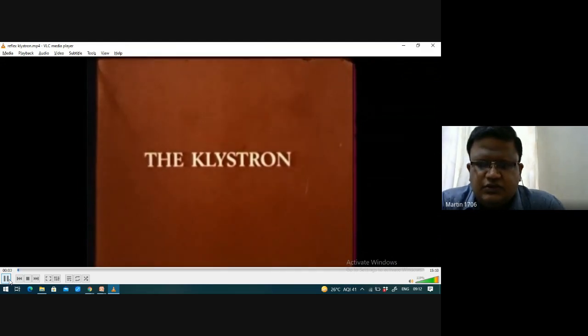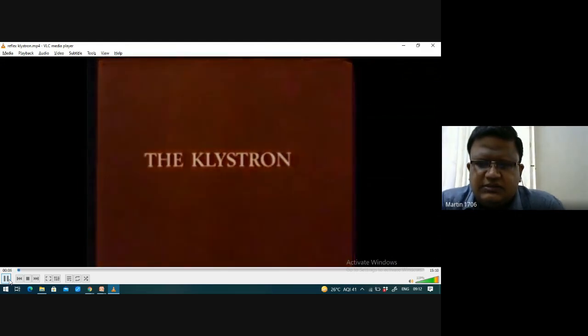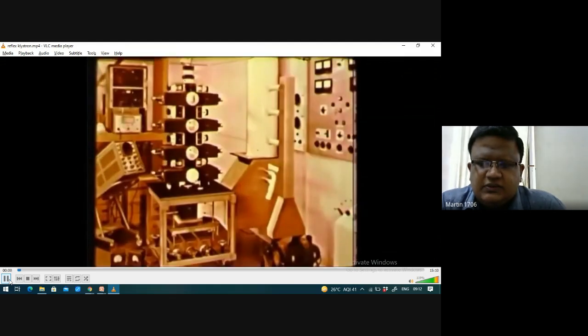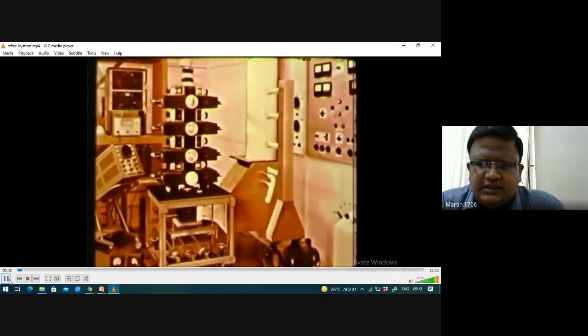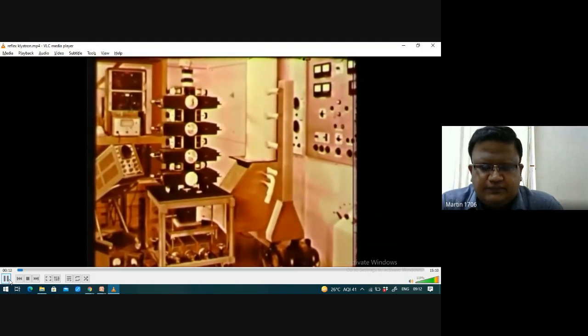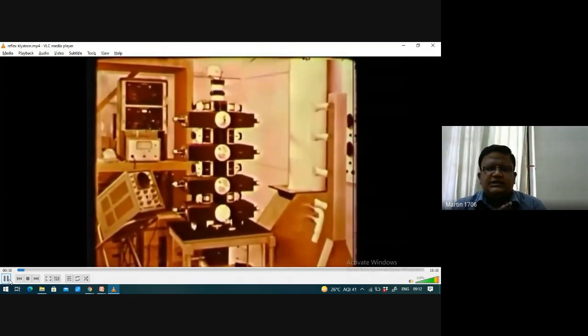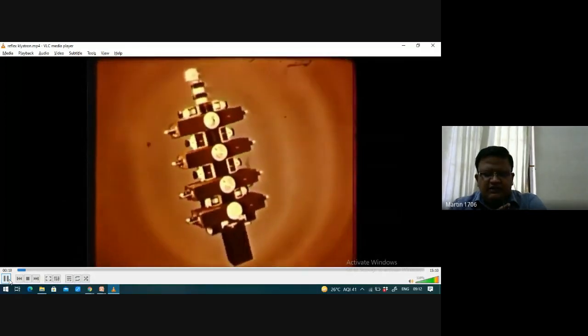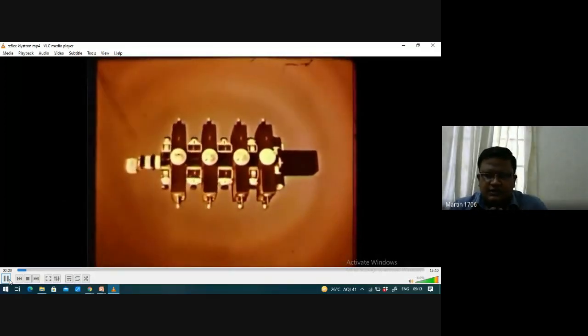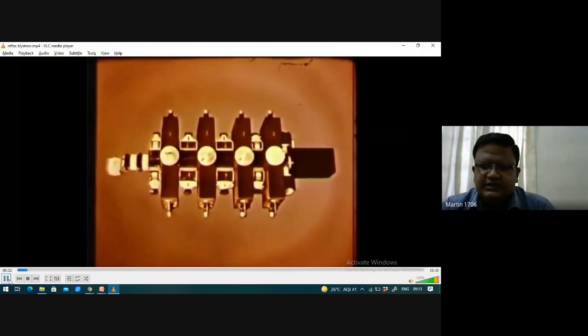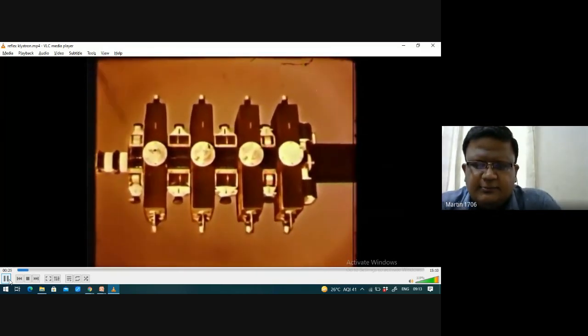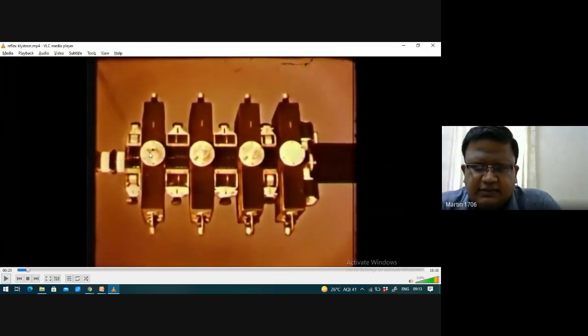I will show how this mechanism works. You can see this is the setup of the klystron. You should know the picturization of the klystron, because every time we read the textbook there are block diagrams like this. Please see here, this is one cavity, this is another cavity, this is another cavity, and this is another. So totally four cavities are there.